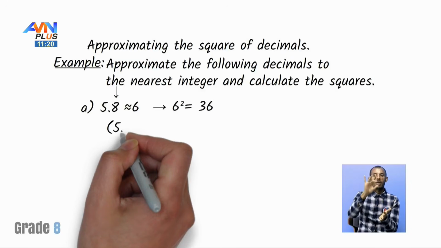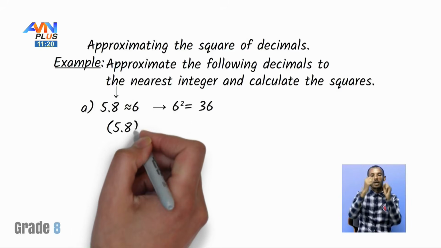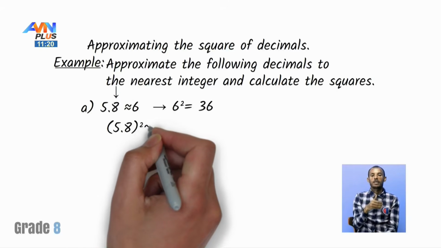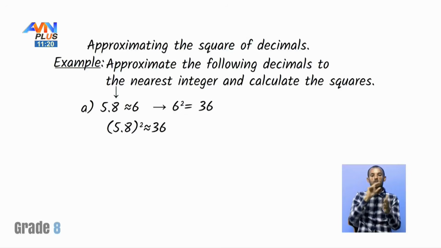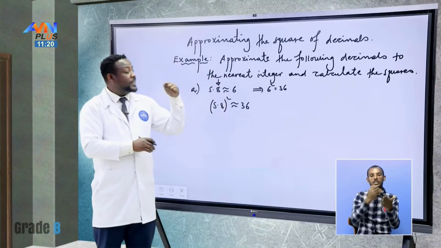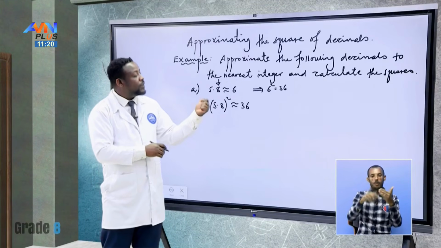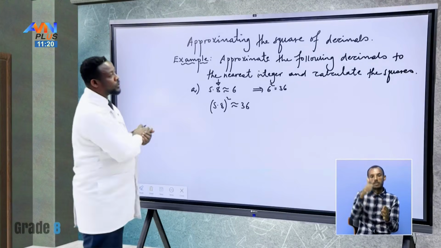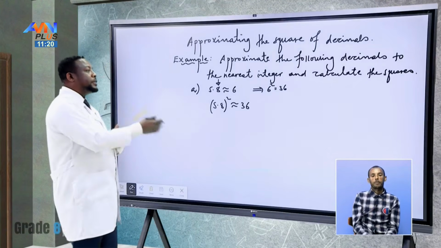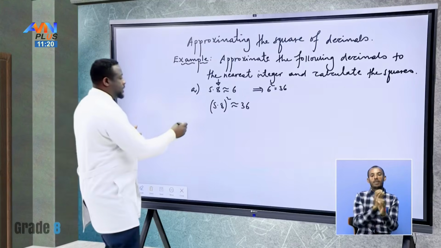5.8 the whole square can be approximately expressed as 36. This is not the exact value. This is the approximate value of the squared value of 5.8. Okay, let's take some other example on approximating decimals and calculating their squares.